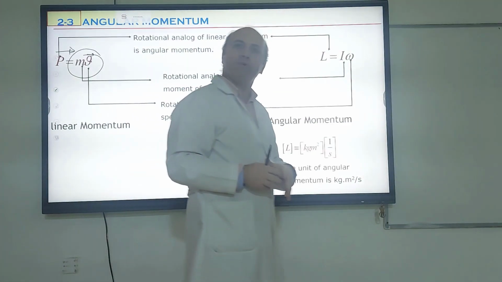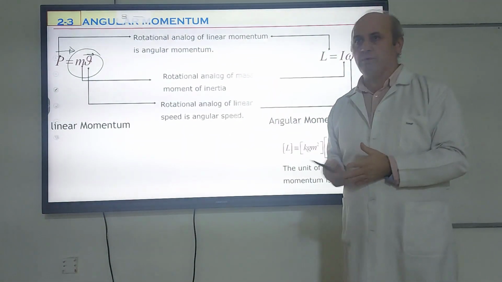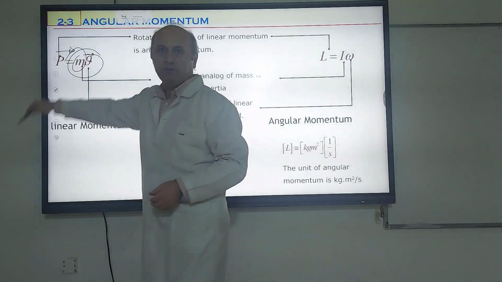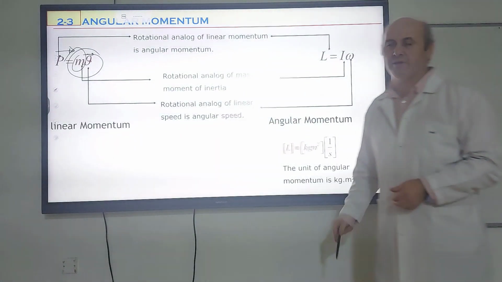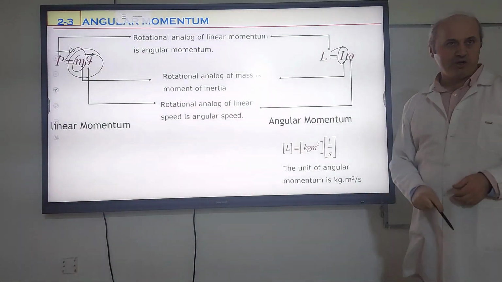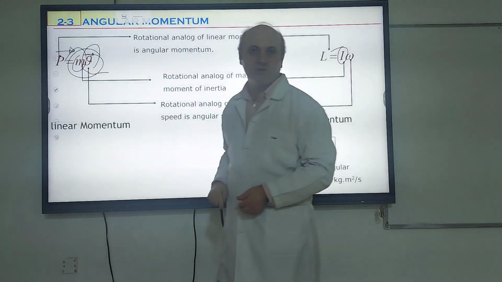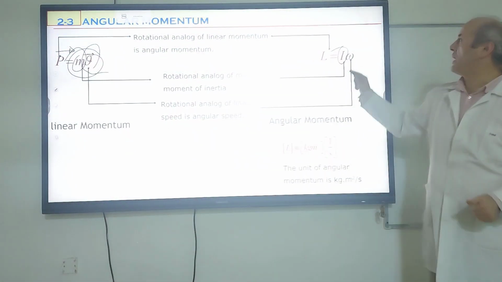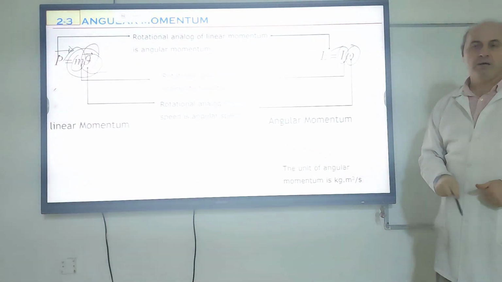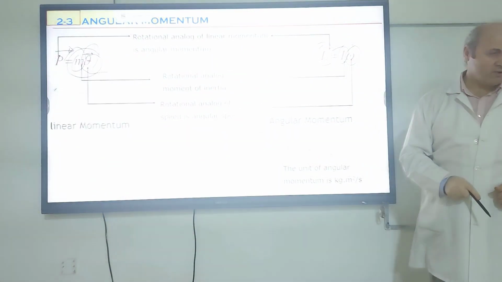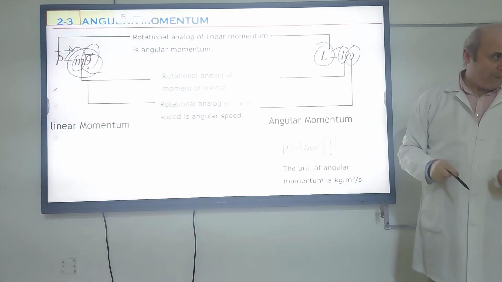Angular momentum is also similar to linear momentum. We have mass in translational motion; in rotational motion, the corresponding quantity is the moment of inertia. We have linear velocity in translational motion; in rotational motion, we have angular speed. When we multiply these two, we get angular momentum L, which is very, very similar in a way.